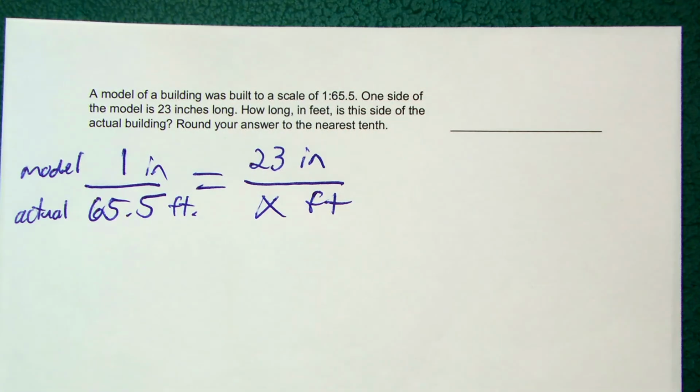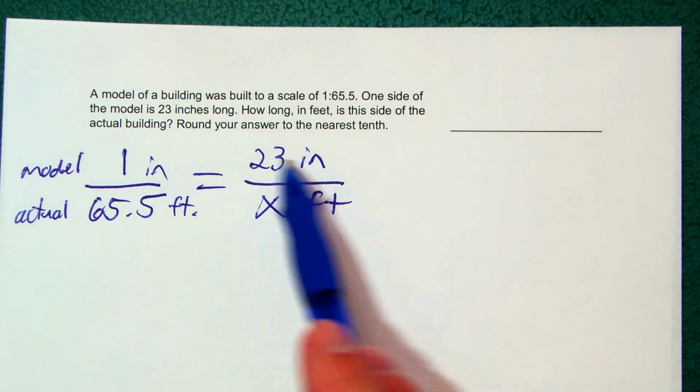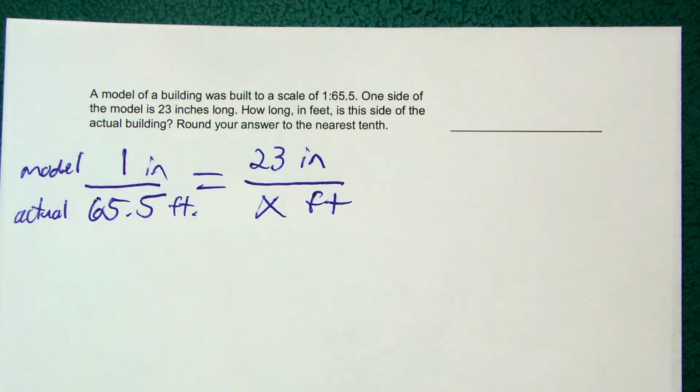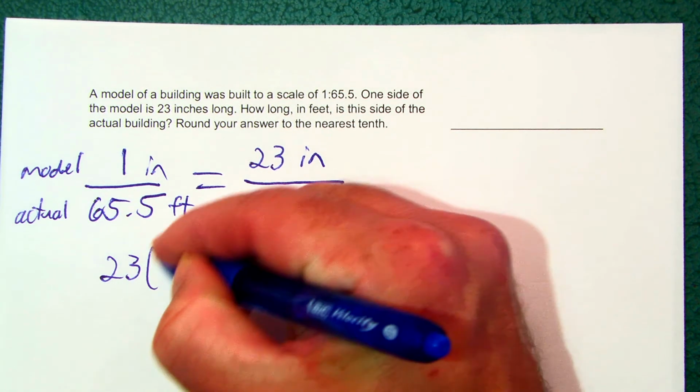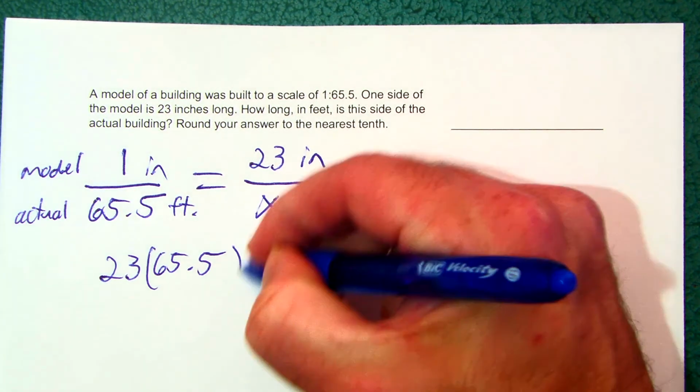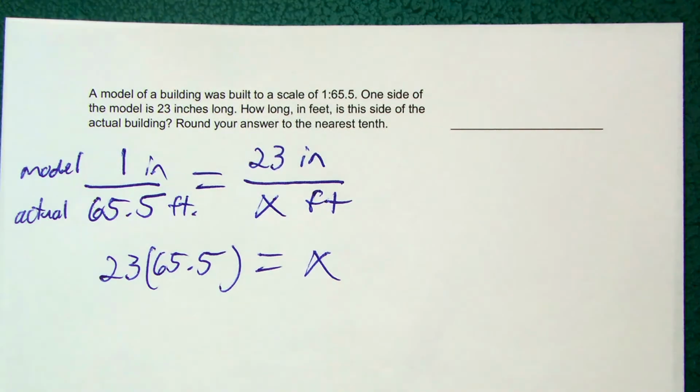all right, so in the numerator goes my model, so that's all in inches. In the denominator, that's all the actual building itself. So to solve this, not too bad. We're just going to cross multiply. 23 times 65.5 equals 1 times x. So that's really it.